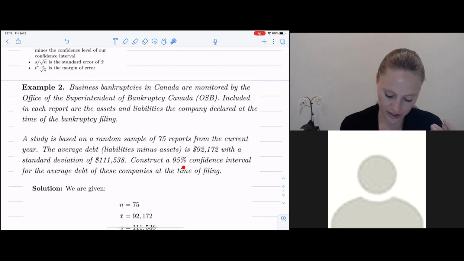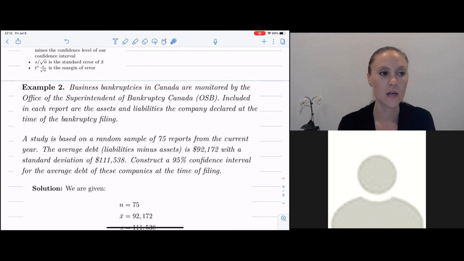I want you to construct a 95% confidence interval for the average debt of these companies at the time of filing. So give it a pause, try it out, and don't forget to interpret the interval. Build the interval, then interpret the interval. It's the exact same as in chapter 4. So give it a pause and meet me back here.